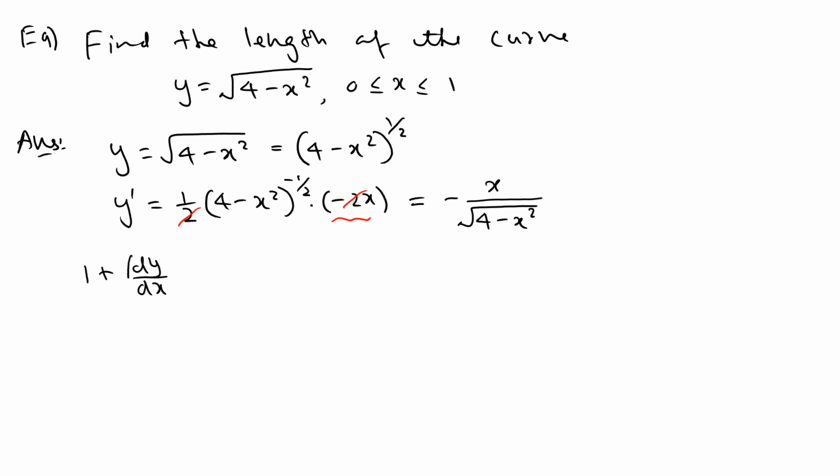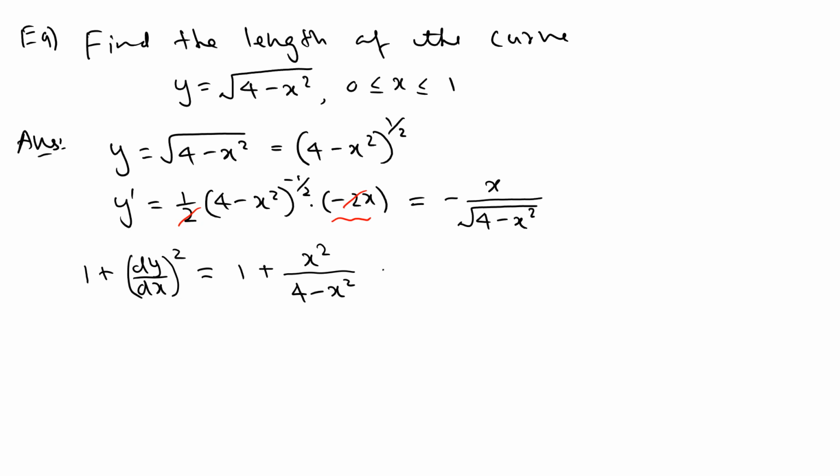It is always a good idea to simplify this first before you plug into the formula. That can save a lot of writing. So 1 plus, we're going to square y prime. If you square it, this is going to be x squared over 4 minus x squared, because the square root gets cancelled. Okay, that's what you get.